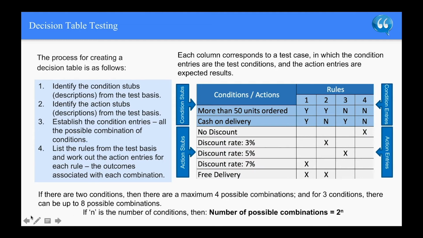If there are 2 conditions, then there are a maximum of 4 possible combinations, and for 3 conditions, there can be up to 8 possible combinations. If n is the number of conditions, then the number of possible combinations is 2^n.